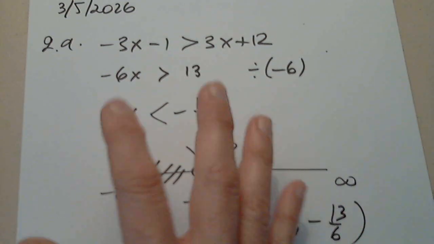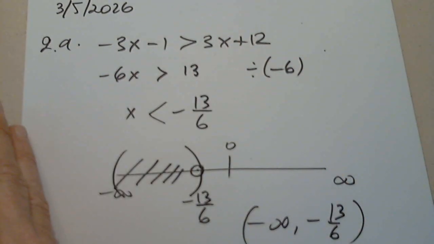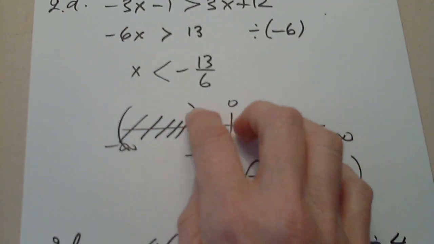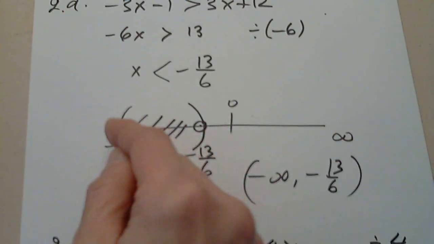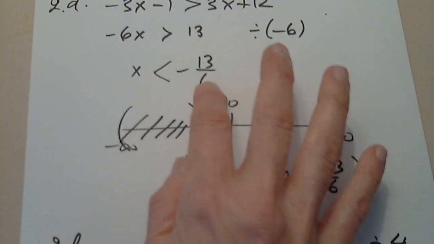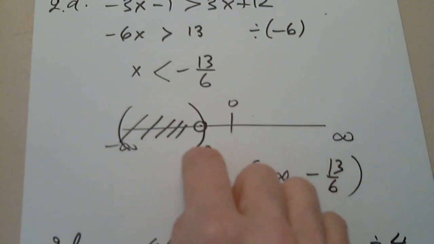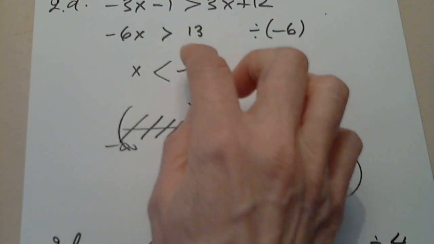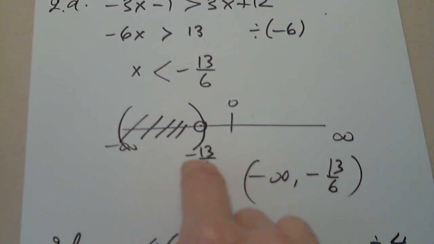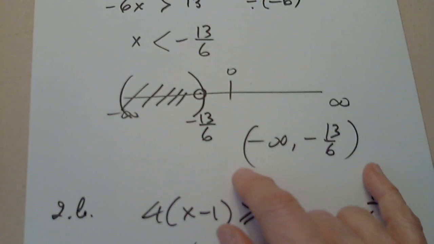So I get this, which means to the left of negative 13 sixths, less than. So this is an open point if we are asked to graph, and this is the interval notation with parentheses, not bracket, because there is no equal symbol. If it were an equal symbol, I would have used the bracket and a full point, but there is no equal symbol, so I have to use parentheses and open point. And this is the interval notation.